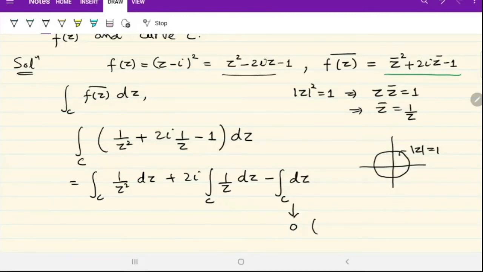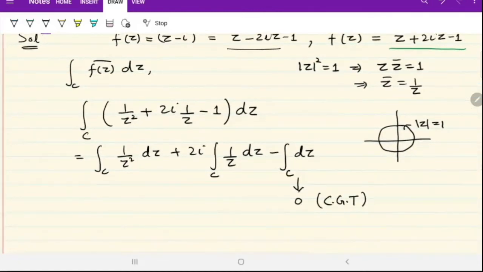Since the function here is constant, it is analytic inside and on the contour C. So by the Cauchy-Goursat theorem, this integral is 0. By the Cauchy integral formula, this will be 2 pi i. The function f(z) here is 1, and the point inside the contour, z0, is 0. So you can apply the Cauchy integral formula to calculate this.